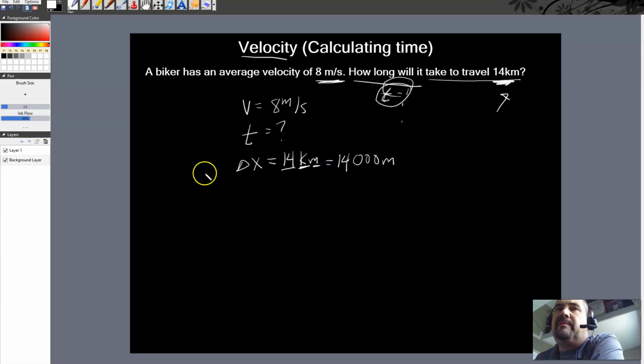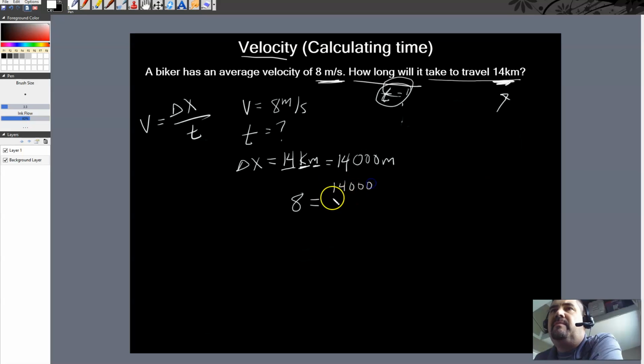That's the same thing. All right, and our equation, of course, is delta x over t, change of position over time. And let's plug everything in now. So we're going to have 8 for the velocity. The position change is 14,000 meters, and we don't know the time.